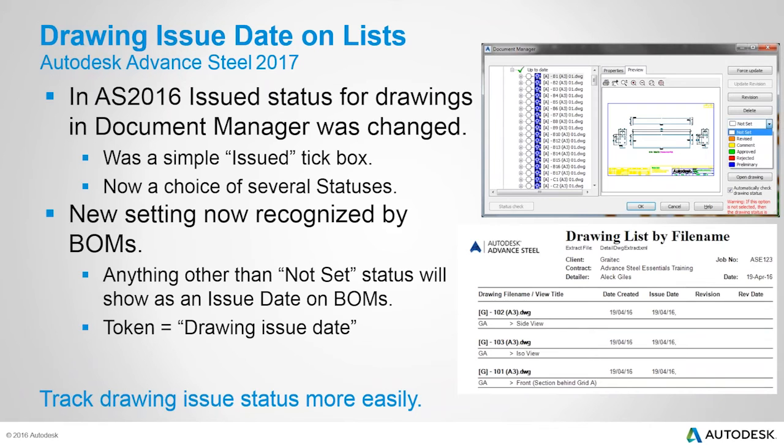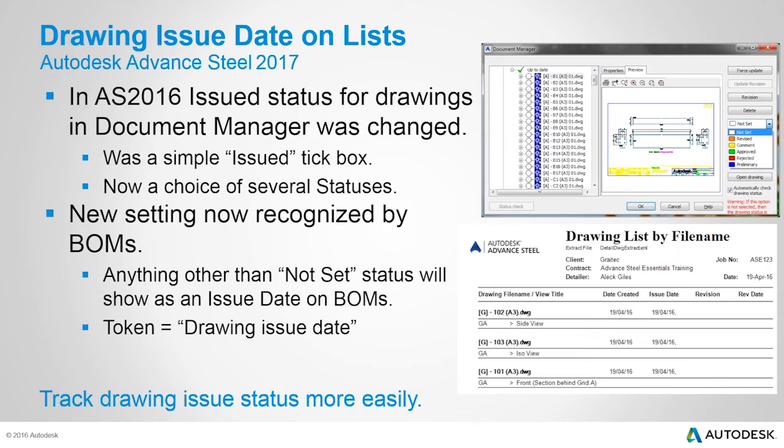One of the changes they made in 2016, as we've already alluded to, was the issue status of a drawing. Before 2016, in Document Manager, you just had a tick box in front of every drawing file name, and it was either on or off. But in 2016, it became linked up with the other approval statuses. So on the right-hand side of Document Manager there, you've got your list of different statuses you can assign to each drawing. That's nice, that's good, but unfortunately it meant that the issue date on the drawing lists didn't work anymore. Well, they've rectified that, and now if you set the status of the drawing to anything other than not set, then the issue date will be completed with the date that that property was last changed.